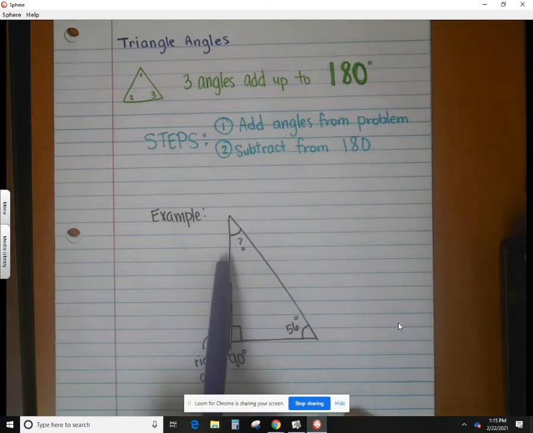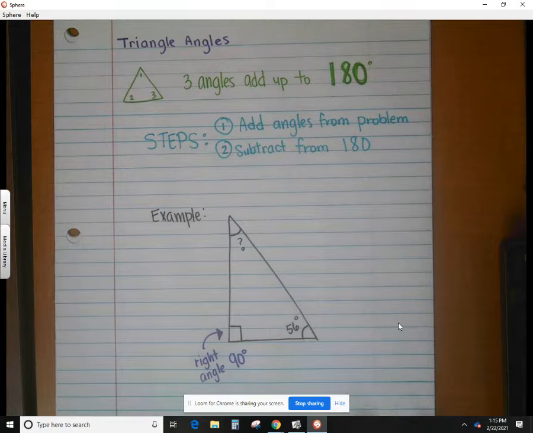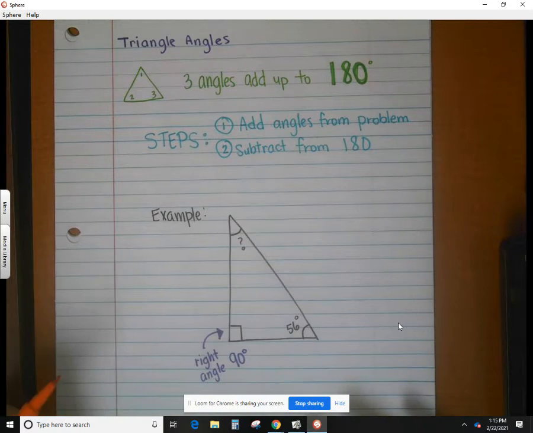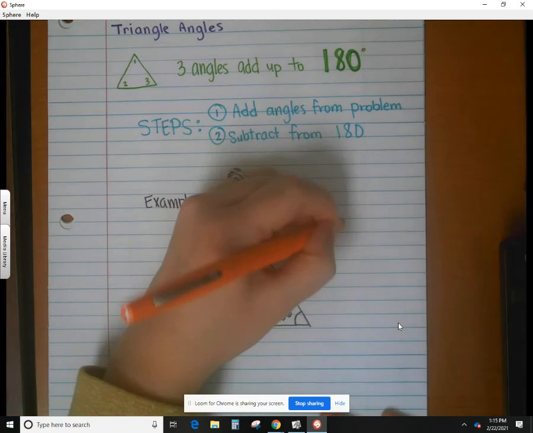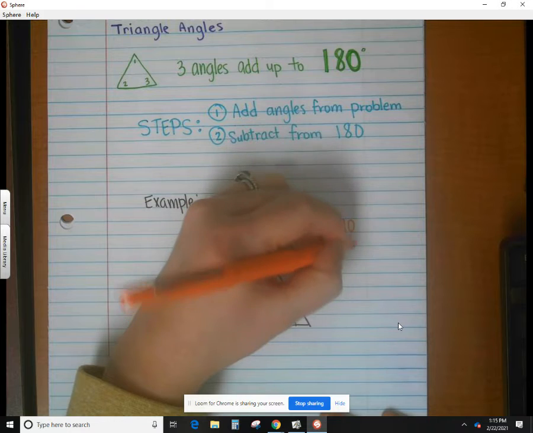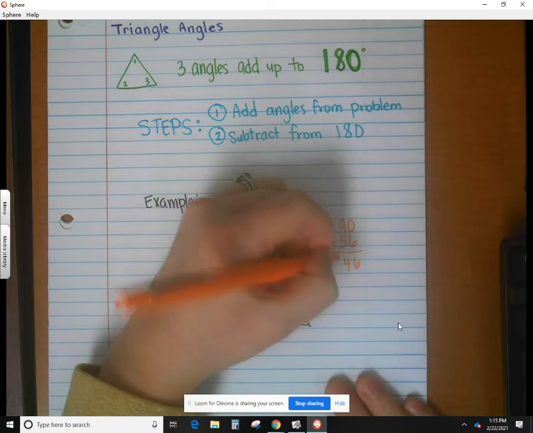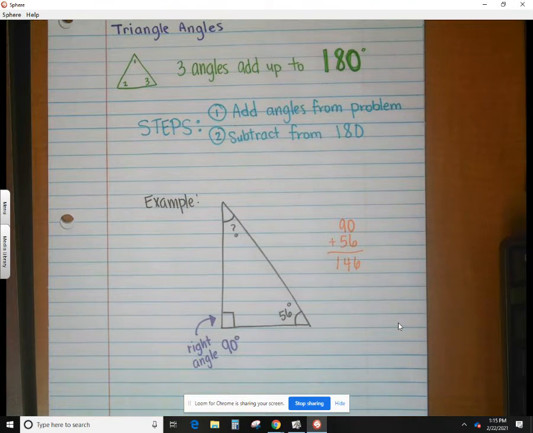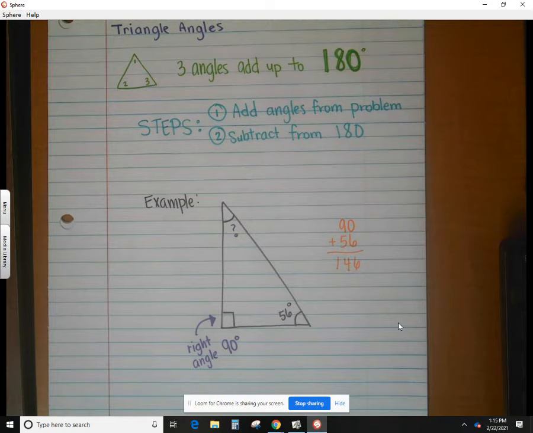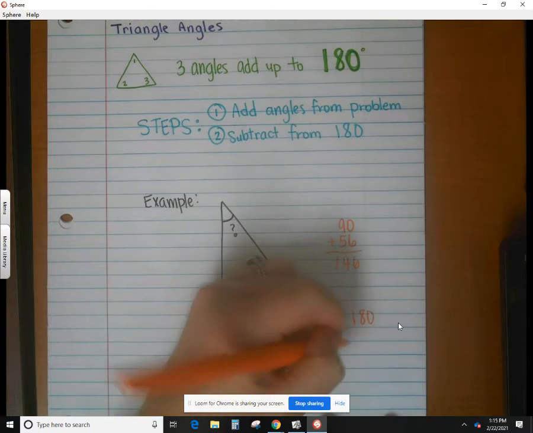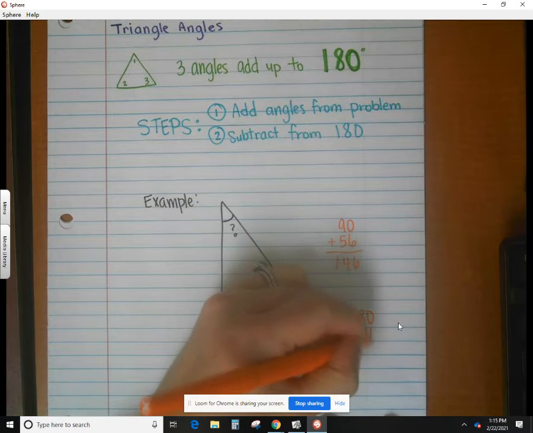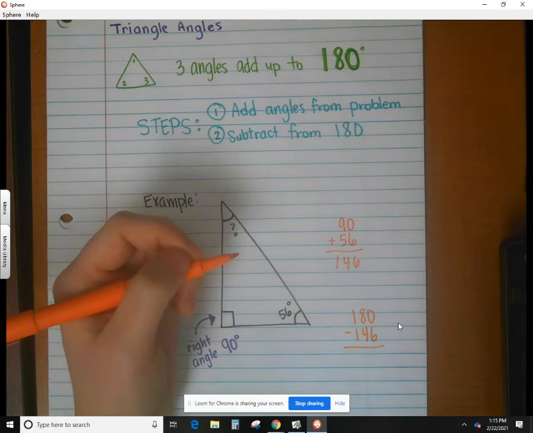We don't know this one, but we know that they add up all together to be 180 degrees. So we just have to do our two steps. So step one is adding this one and this one. So 90 plus 56 gives us 146. Sometimes they will have that as an answer choice to see if you're paying attention. That's not our answer because we still have to do step two. Subtract from 180. 180 always has to go on top because it's the bigger number.